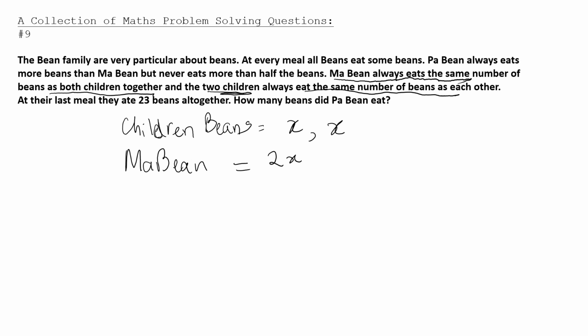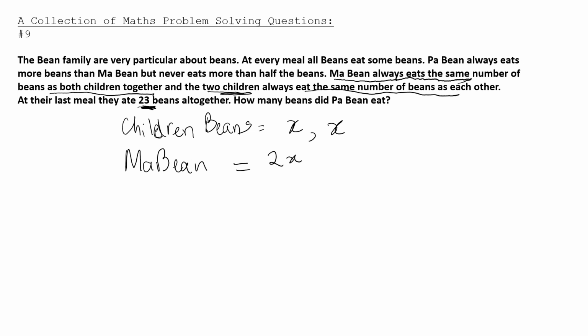Now Pa Bean always eats more beans than Ma Bean, so Pa Bean eats more than 2x, but never eats more than half the beans. At their last meal, they ate 23 beans together. So whatever Pa Bean ate, you add to that 2x and x, and you should get 23.